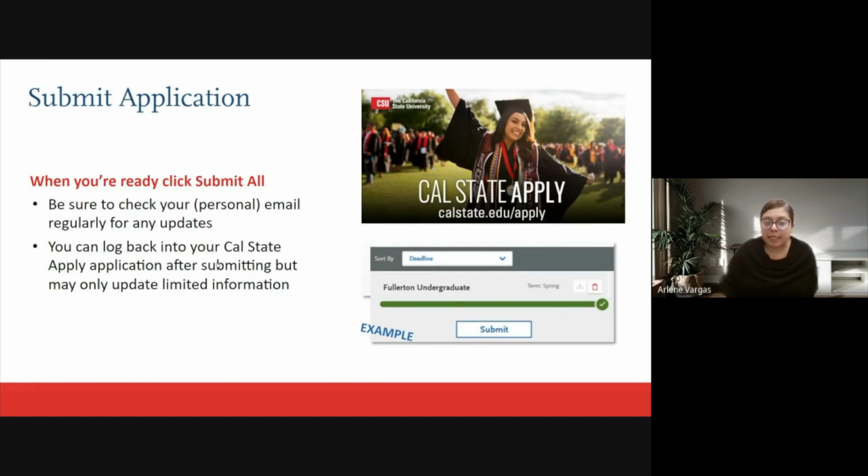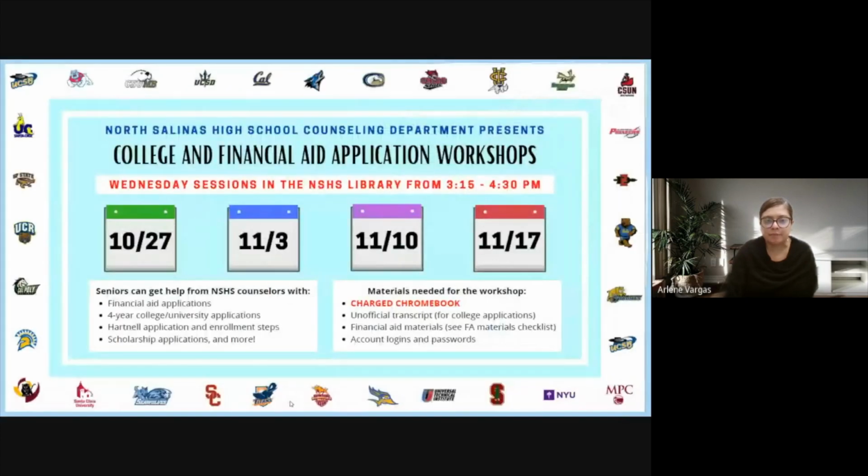You can log back into your Cal State Apply application after submitting it, so you can go back and review it. But at that point, you're really not going to be able to make any changes, but you have access to it and some of the information on there. Okay. So we presented this information to you to help guide you through that application process and through all of the different sections of the application.